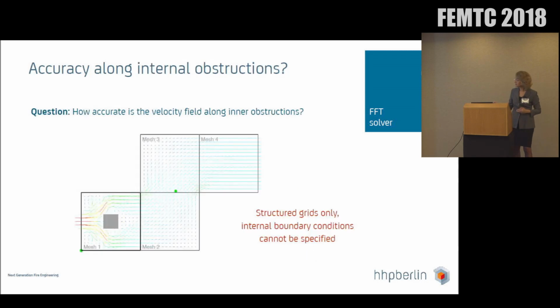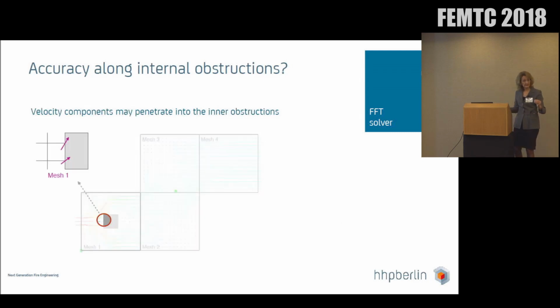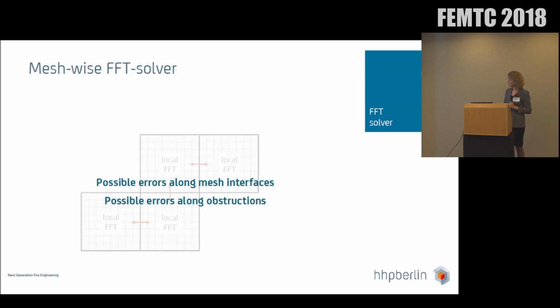And there is still another issue. If you look at the obstruction here, we only have a structured grid, and on this grid it's not possible to describe the boundary of this obstruction, so there might be a penetration of the flow field into this obstruction. In most cases, these errors are very, very small. But it might happen that we end up with a situation where there are slight inconsistencies and a slight penetration.